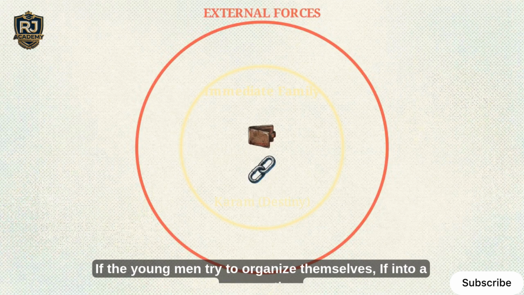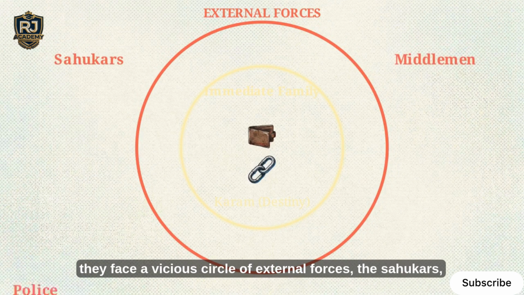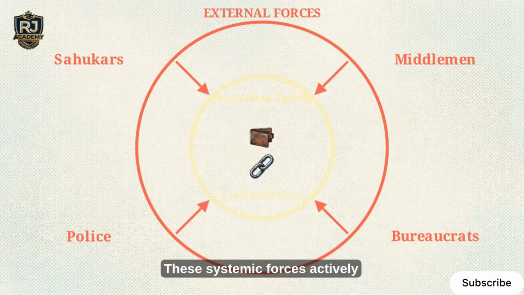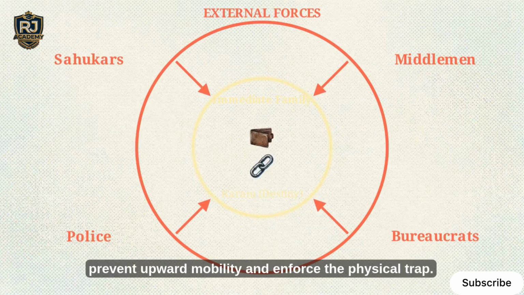If the young men try to organize into a cooperative, they face a vicious circle of external forces, the sahukars, or moneylenders, along with middlemen, policemen, and bureaucrats. These systemic forces actively prevent upward mobility and enforce the physical trap.